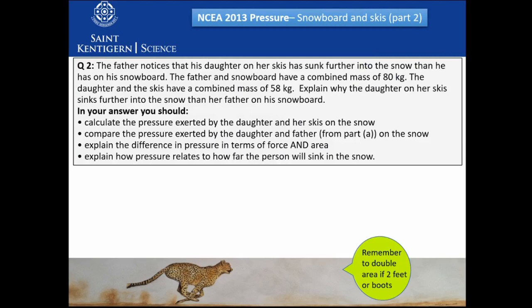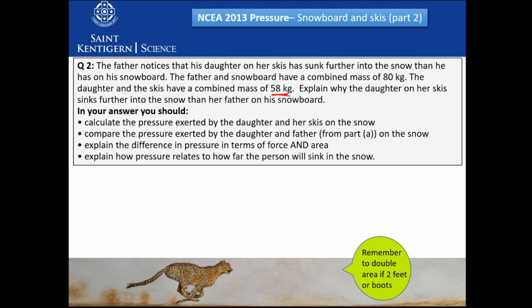The father and snowboard has a combined mass of 80. The daughter and her skis have a combined mass of 58. Explain why the daughter and her skis sink further into the snow than her father on his snowboard. In your answer, calculate the pressure exerted by the daughter and her skis on the snow. Compare the pressure exerted by the father and the daughter.